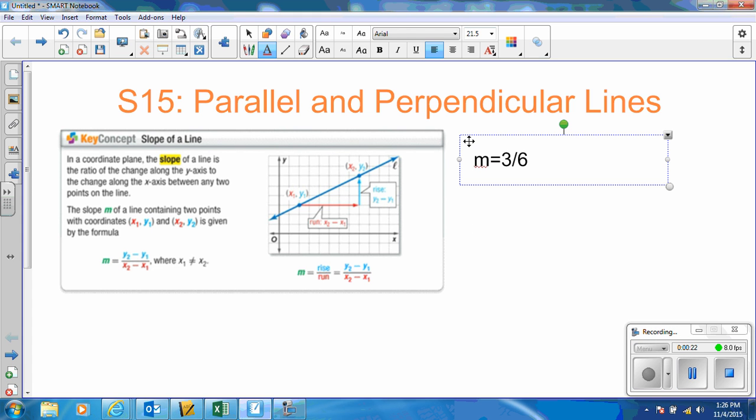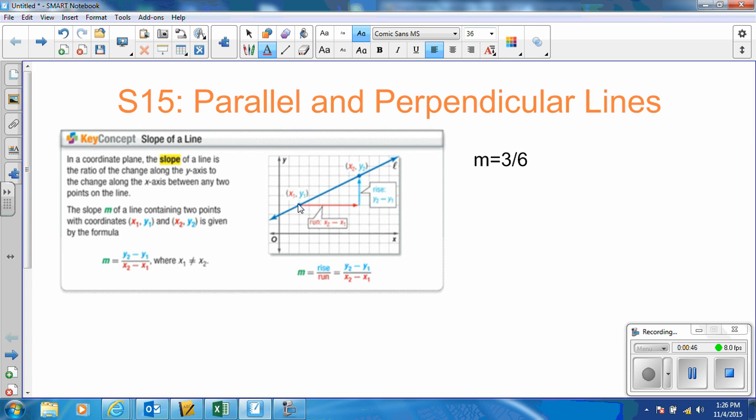Slope is often seen as an m, because of the equation y equals mx plus b, you have that m there, and that's your slope. Slope is not only rise over run, you can also use the equation y2 minus y1 over x2 minus x1 when you have the points to calculate your slope. Rise over run would just be when you count it, which is what I did to get 3 over 6.